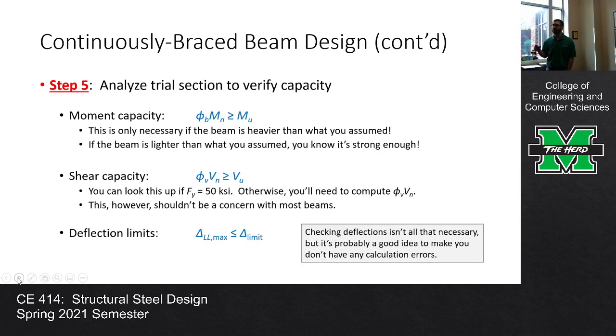Once you're done, though, and you have a trial shape, I think you ought to analyze it. Check the moment capacity, check the shear capacity, check the deflection capacity. The deflection capacity is probably not all that necessary, assuming you did all of your math correctly, because there's really no chance of needing to iterate that, especially if it's just a live load deflection limit. But I still think it's a good idea, especially when you all are starting out, just to make sure you don't have any calculator errors. I don't see any problem with checking the math on a beam that might be holding up thousands of pounds. Take a few more minutes to do it.